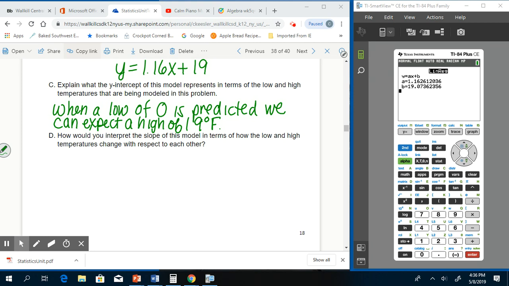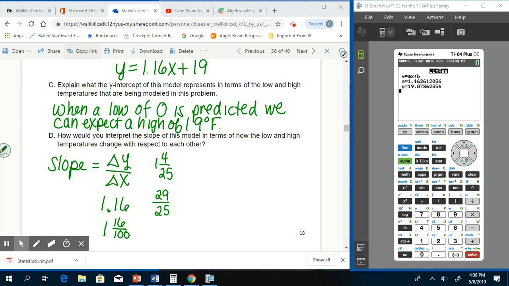Then D, how would you interpret the slope of this model in terms of how the low and high temperatures change with respect to each other? So remember, slope is change in y over change in x. So our slope is 1.16, which is 1 and 16 hundredths. I'm going to simplify that a little bit further. So that's 1 and 4/25. Rewriting that as an improper fraction, 25 times 1 plus 4 is 29 over 25. I like to write it this way when I'm talking about slope. I think it's easier to explain.